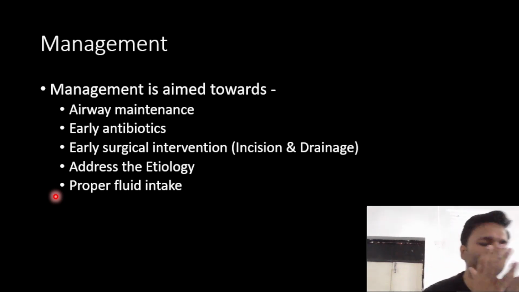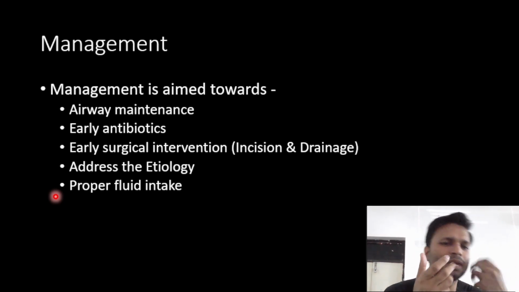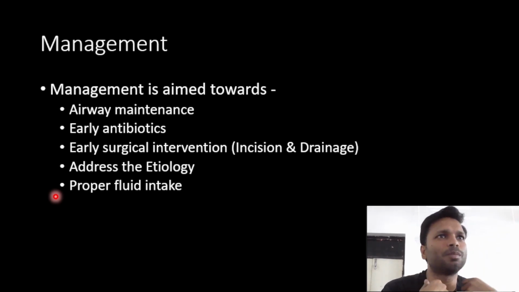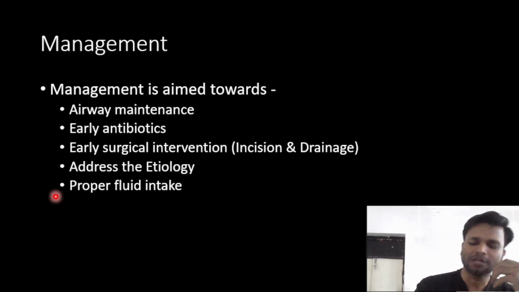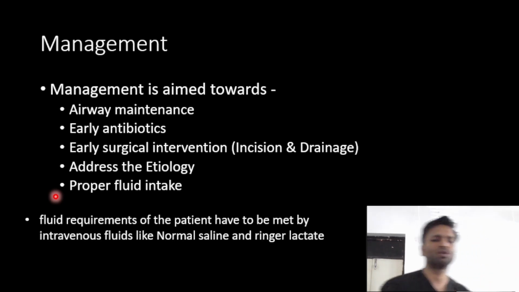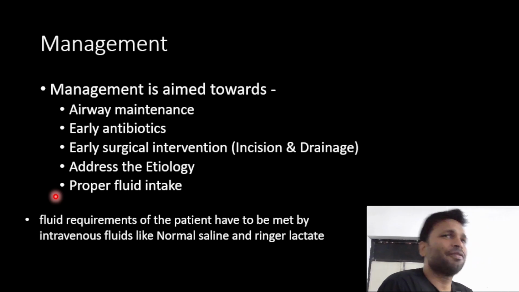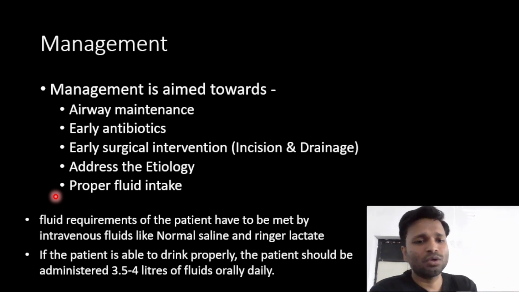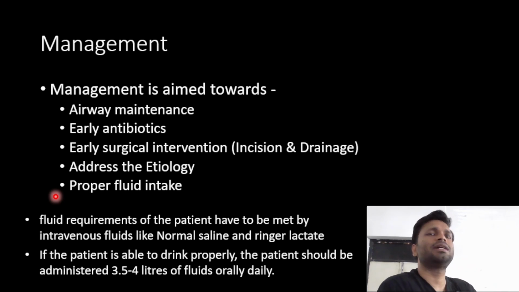So, address the etiology and proper fluid intake. Of course, because of the patient's condition, many of the patients have dysphagia also. The patient is not able to drink water properly, take fluids properly. So, the patient might have dehydration. Then you'll have to give IV fluids. The preferred fluids are normal saline or ringer lactate. Okay. And if the patient is able to drink properly, then you can give 3.5 to 4 liters daily.